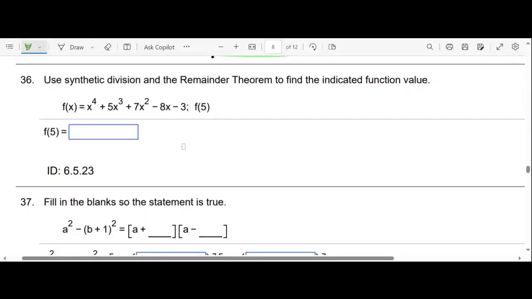Use the synthetic division and the remainder theorem to find the indicated function value. So he wants the value, right? To get the value, he's telling you how much x is. How much is x here? 5. That's what he's telling you. So every time I see x, I replace it with 5.